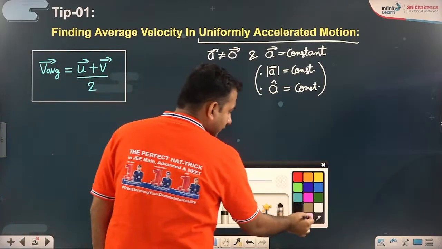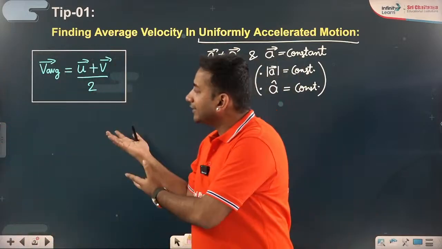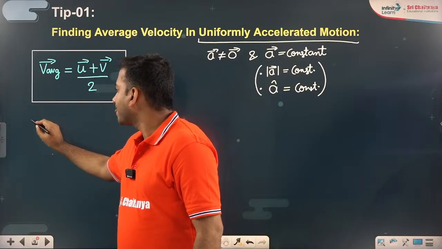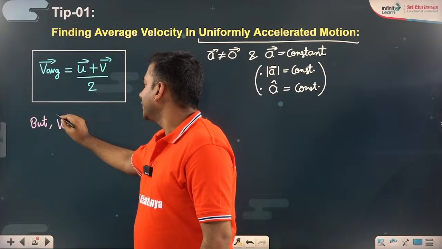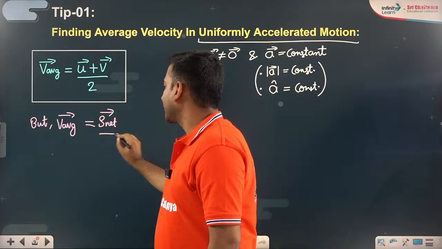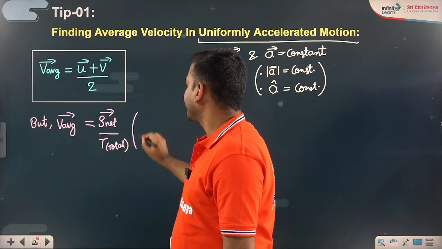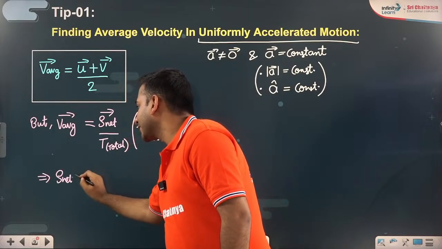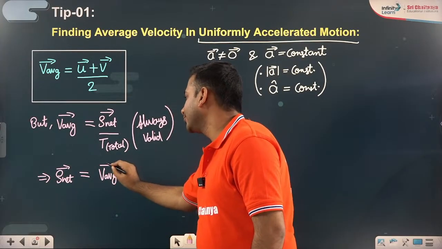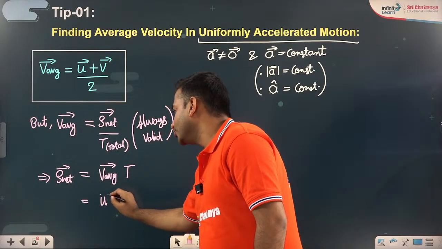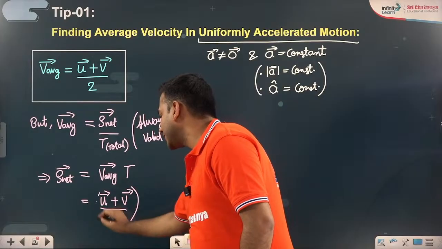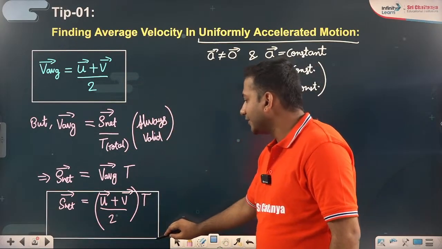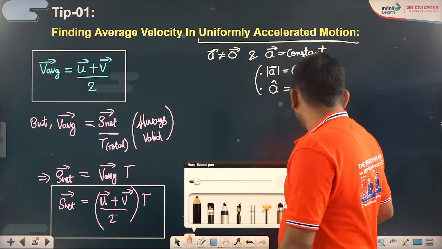All right. Consequently, if you agree that this is the average velocity only for uniformly accelerated motion, but average velocity is net displacement by total time. Net displacement by total time. It is always valid. This is the general definition, no? This implies that the net displacement can also be written as average velocity into time. That can be written as u vector plus v vector by 2, into t. This is another equation which we will be using in our journey of kinematics-based problems. This is one of the important equations.